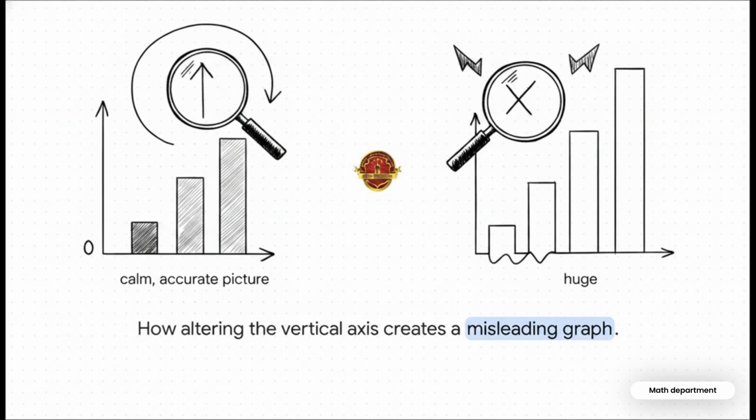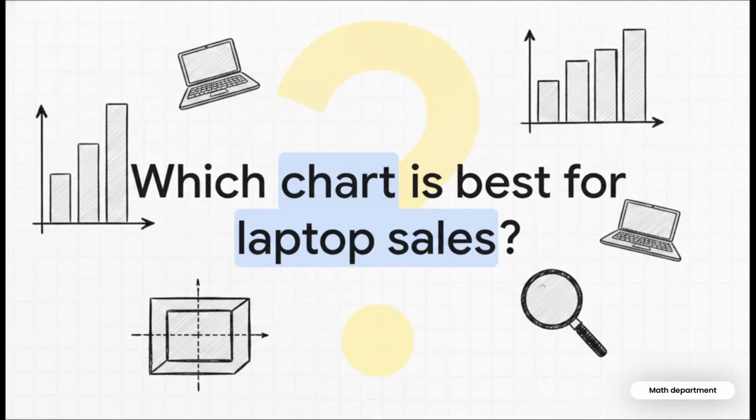On the left, a graph starting at 0 gives a calm, totally accurate picture. But over on the right, chopping off the bottom makes the exact same data look huge and dramatic, artificially stretching the differences between the data points. It's sneaky, right? So now it is your turn to be the statistician.